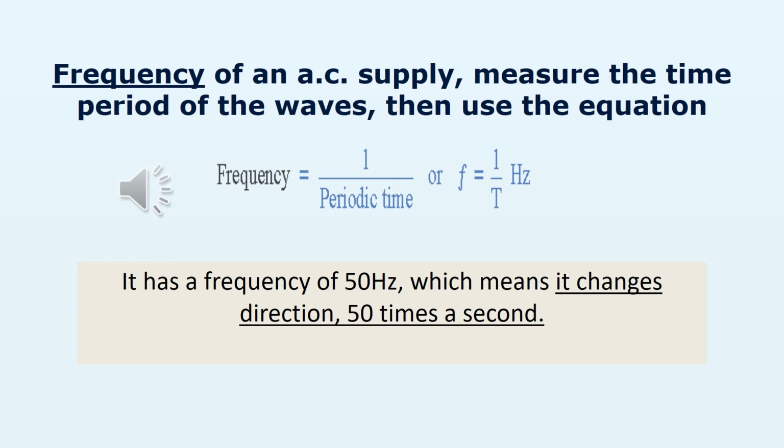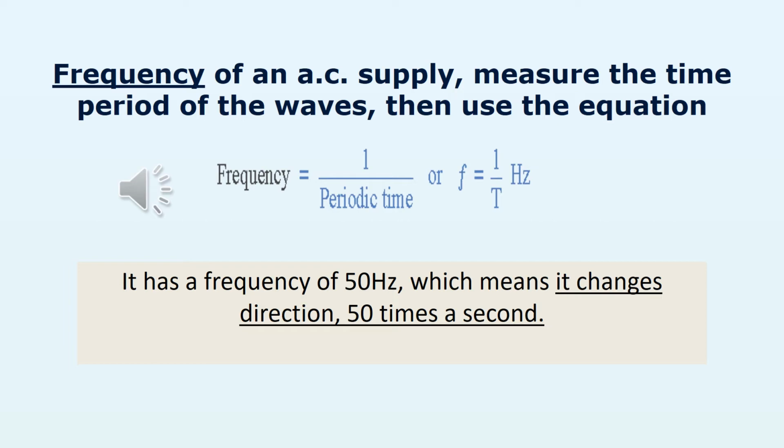What we also need to know is the frequency of our electricity supply, and our electricity has a frequency of 50 hertz. Symbol for that is capital H small z, which means basically that it changes direction 50 times a second. Incredible speed. That is why it is an alternating current, because it changes direction.